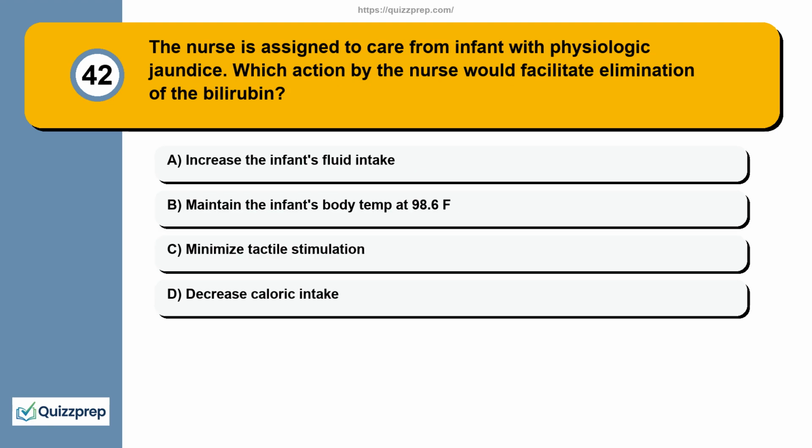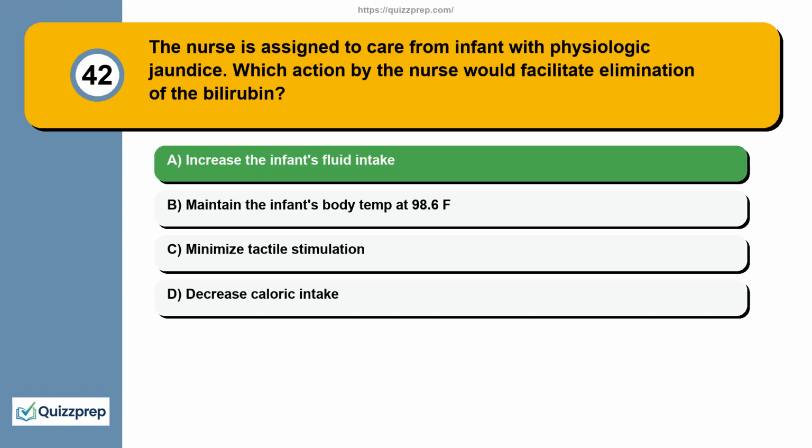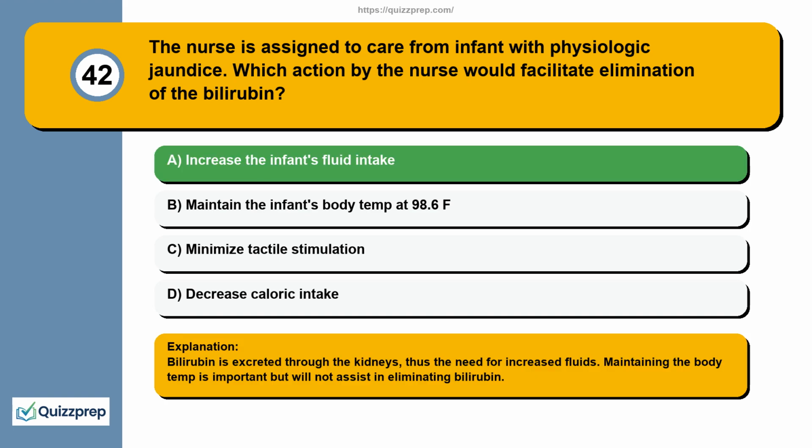Question 42. The nurse is assigned to care for an infant with physiologic jaundice. Which action by the nurse would facilitate elimination of the bilirubin? Increase the infant's fluid intake. Maintain the infant's body temp at 98.6 F. Minimize tactile stimulation. Decrease caloric intake. Bilirubin is excreted through the kidneys, thus the need for increased fluids. Maintaining the body temp is important but will not assist in eliminating bilirubin.